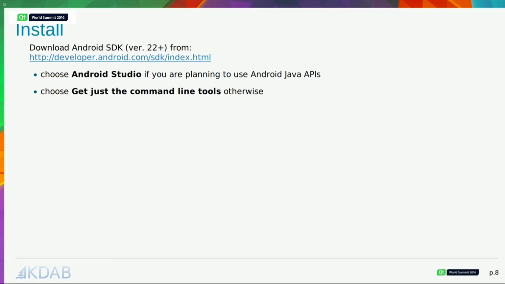So there are two choices here. The first choice is to download Android Studio, which will download the SDK for you and all the tools. Or if you don't want to use Android Studio at all, you can go to the bottom of the page and get just the command line tools. It's on the bottom of the page.